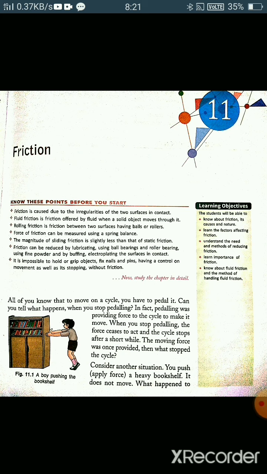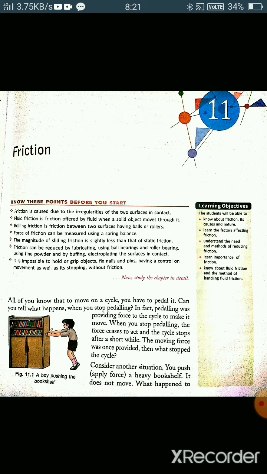Today we are going to start chapter number 11, friction. In previous class we have seen the activities related to friction. So let's start. All of you know that to move a cycle you have to pedal it, right? And you know very well what will happen if you stop pedaling. Obviously the cycle will stop, right?